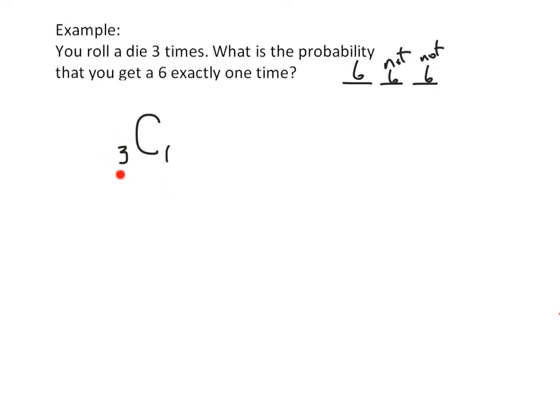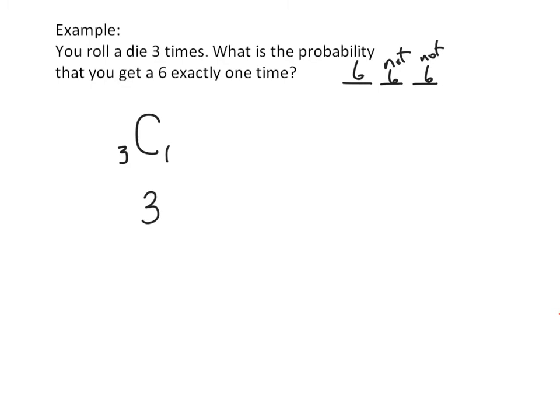It tells us that if we're going to roll the die 3 times, and we want a 6 exactly once, this will compute out to be, and now if you think about it, there were 3 different things like this that I wrote down, right? So this actually does compute to be 3. 3C1 is 3. And the reason it's a combination and not a permutation is because the order in which we list this option versus the other 2 options does not matter.